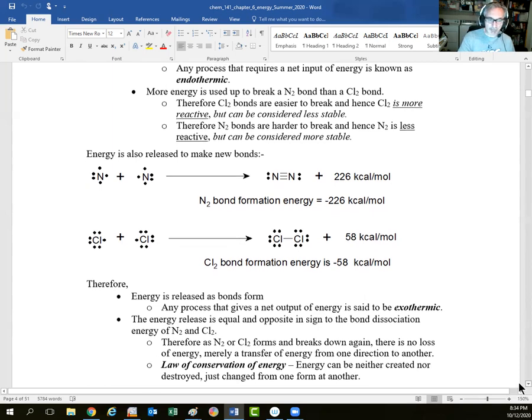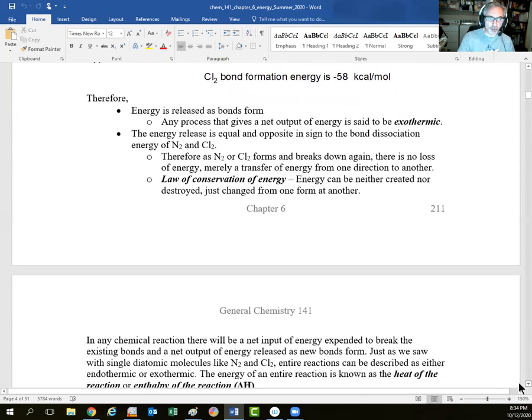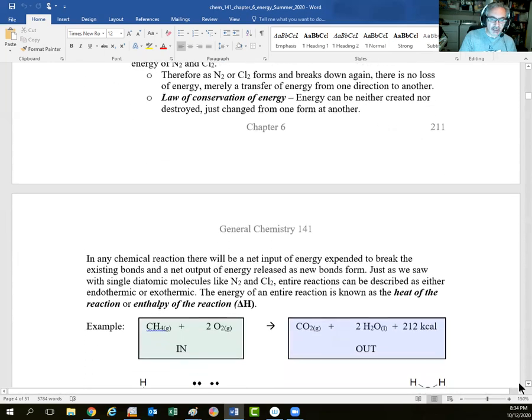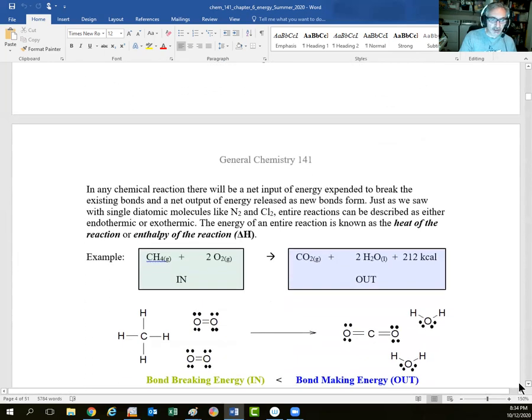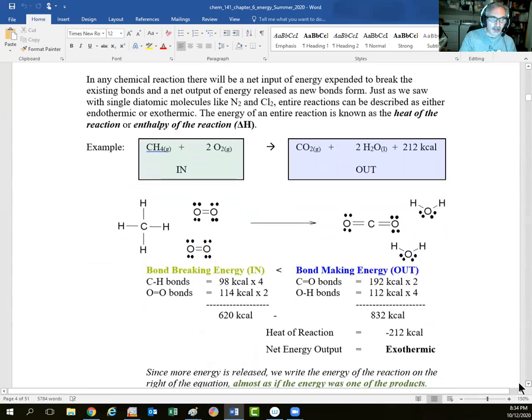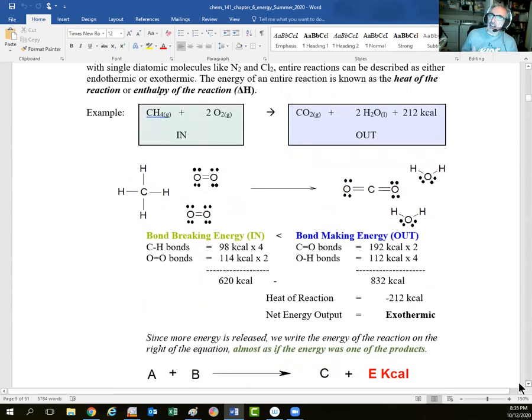So in any chemical reaction, we normally see both processes: energy being absorbed to break the existing bonds and energy being released to make new chemical bonds. Now, the kind of reaction we see depends on which process was more energy intensive. Was there more energy going in? Or, like this example here, was there more energy coming out? And we can map it atom by atom, bond by bond.